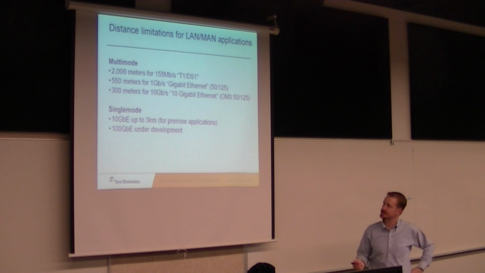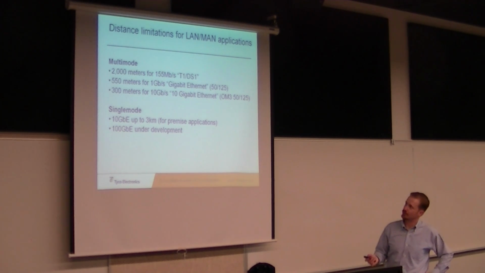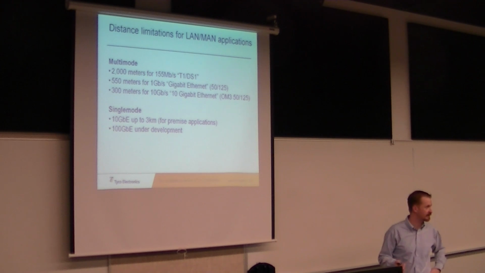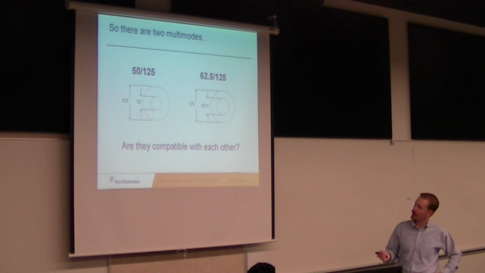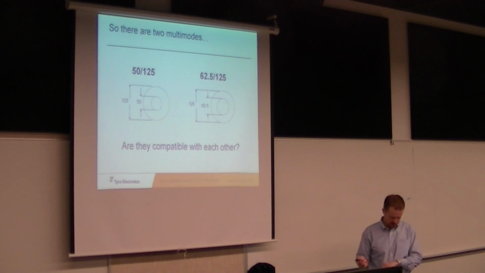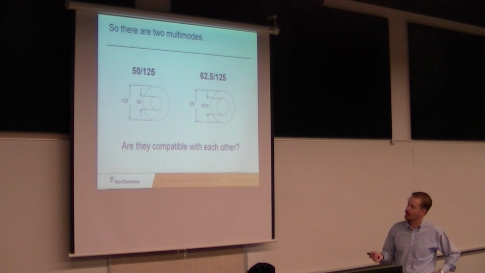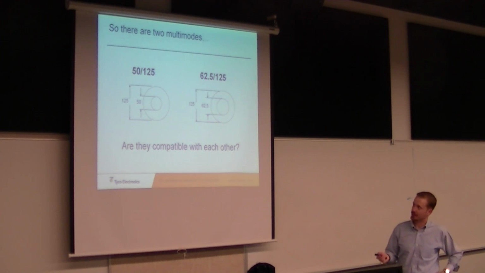Distance limitations. Multi-mode, you can go 2,000 meters for 155 megabits per second, but you can't imagine anybody here wants to do anything that slow. For 1 gig, you get 550 meters. 10 gig, I think I mentioned, for OM3, you can do 300 meters. So think here, there are two multi-modes. Basically, they're compatible with each other.